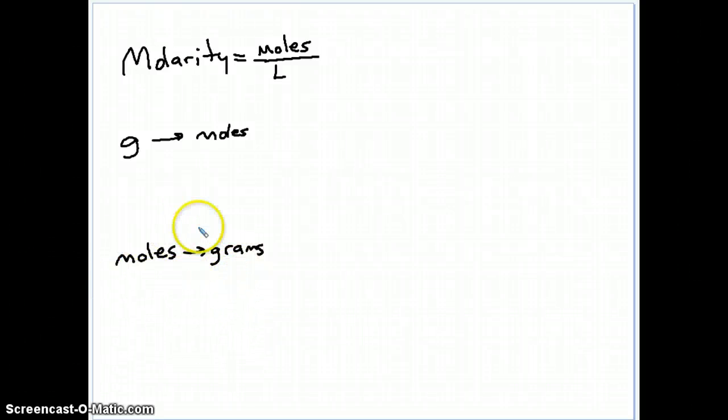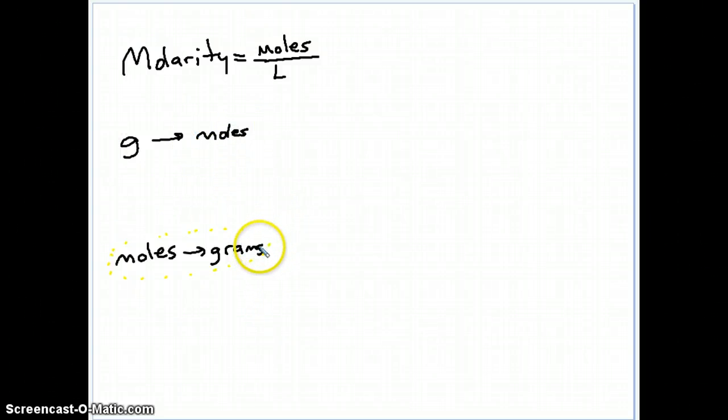So this one right here, the one that my pen is kind of going around a little bit with, that's the one that you're going to use quite a bit. Okay, we'll do at least one example of each one as we go through here. So basically again, when you have molarity, it's moles per liter, grams to moles, or moles to grams. You're going to have to do both of these. We're going to do a problem involving both.